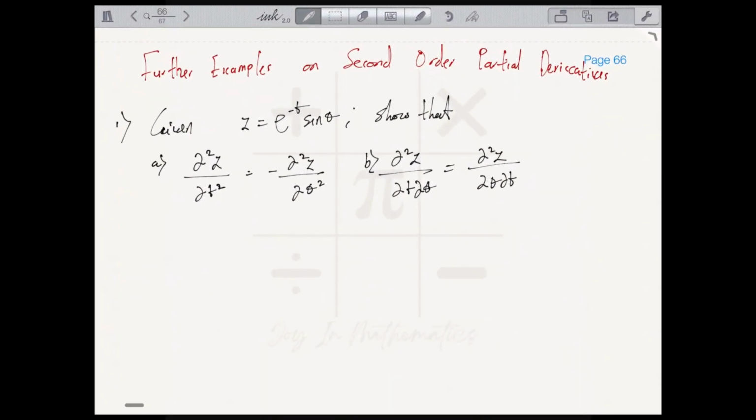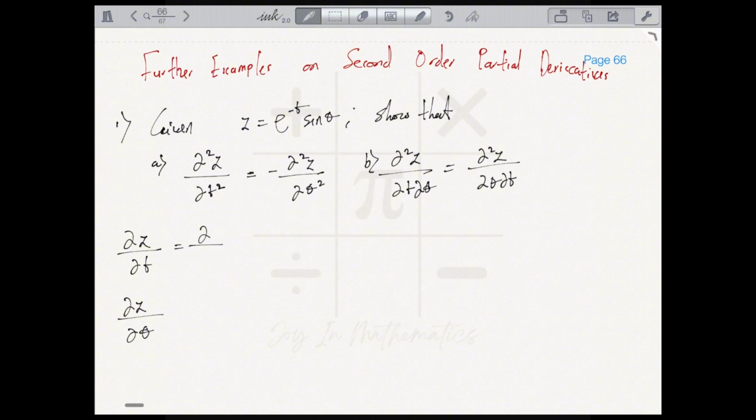Now we're given that z is equal to e^(-t) sin θ, and we're asked to show that the two conditions here are equal. So as usual, the first thing to evaluate is ∂z/∂t, and likewise ∂z/∂θ, because z is both a function of t and θ.